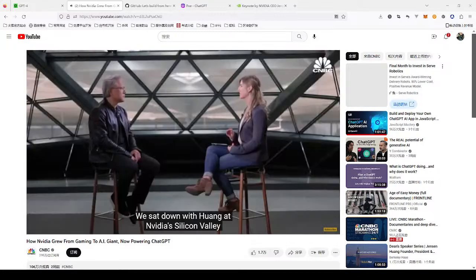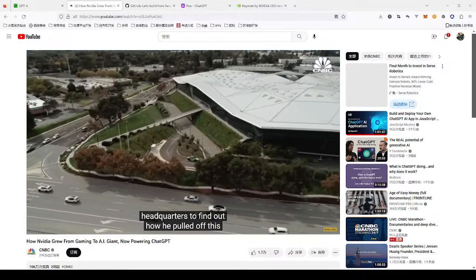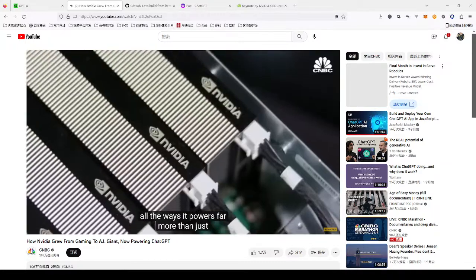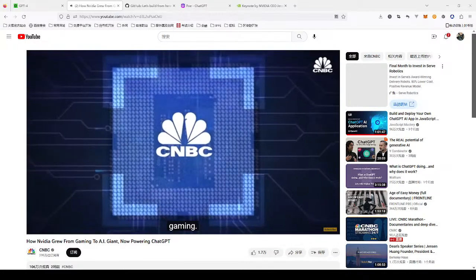We sat down with Huang at NVIDIA's Silicon Valley headquarters to find out how he pulled off this latest reinvention and got a behind-the-scenes look at all the ways it powers far more than just gaming.